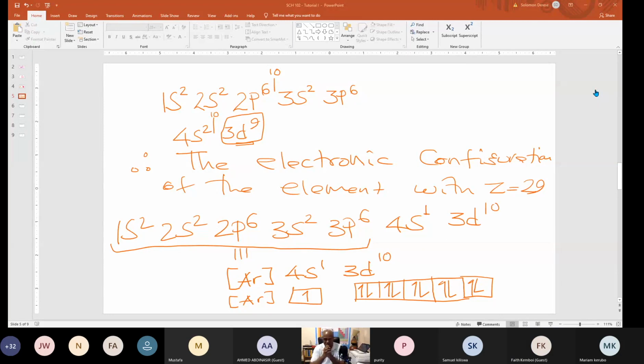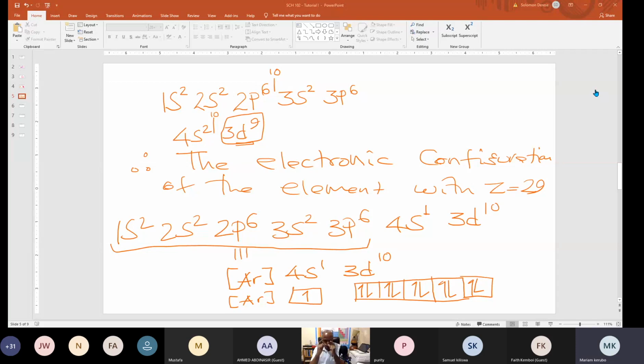Okay, Faith, you have a question? Excuse me, sir, I have a question. Yes, Kerubo. I was asking about the arrangement of the electrons. Can you place the 4s just after the 3d10? Yes, it is possible, even in the periodic table I have prepared, that's how I did it, okay?